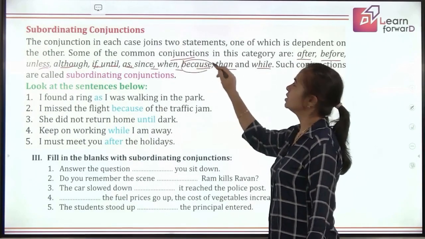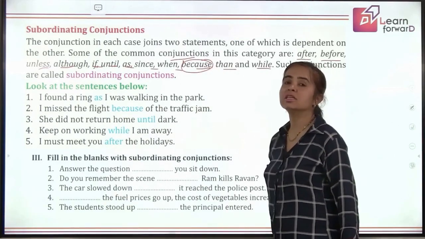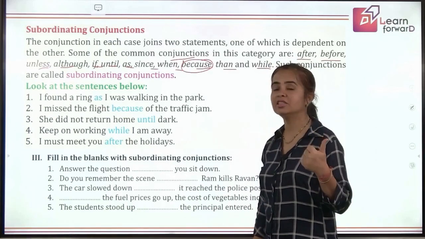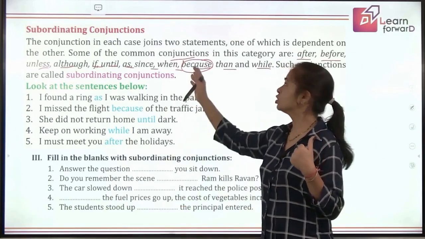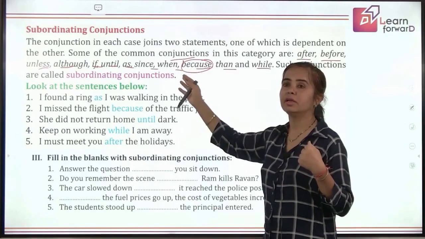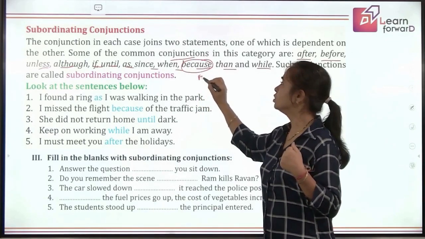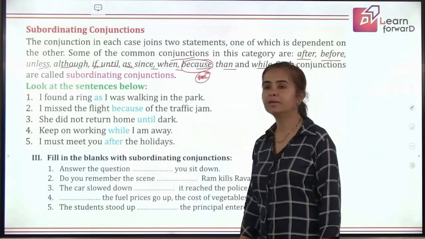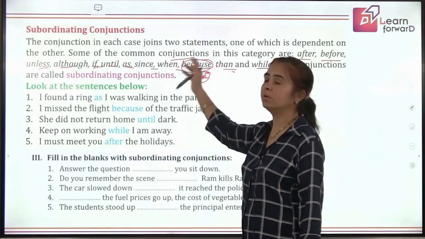See, because is here in subordinating conjunctions, and when you were doing the exercise on coordinating conjunctions, you said because, so I stopped you because it is not coordinating. In place of because, you use for as the coordinating conjunction, right? So we have to be careful about this list.